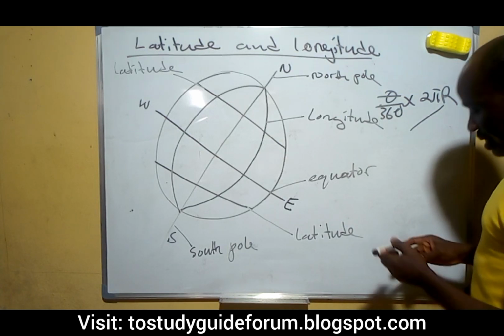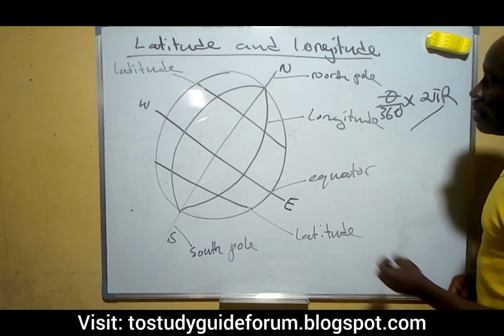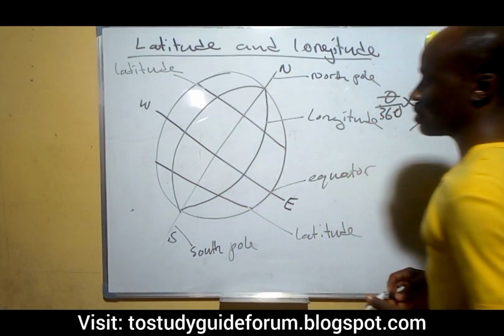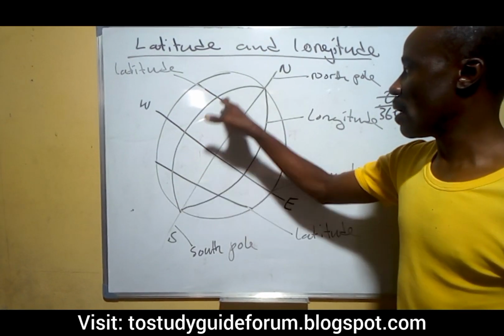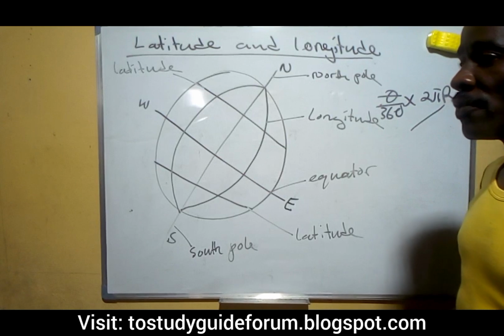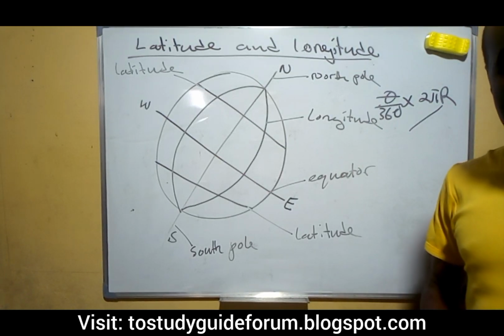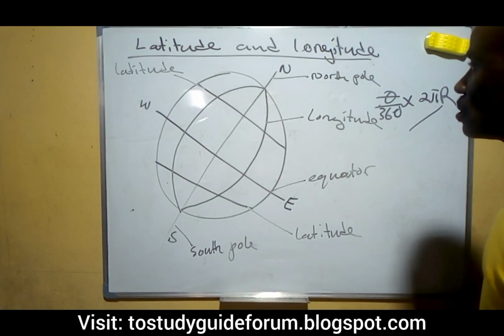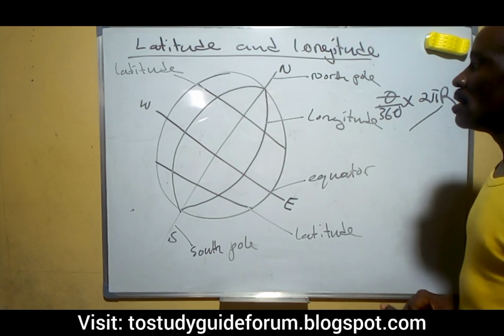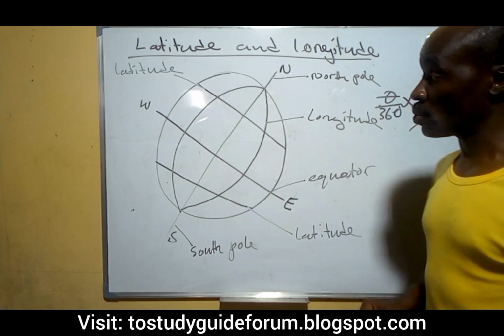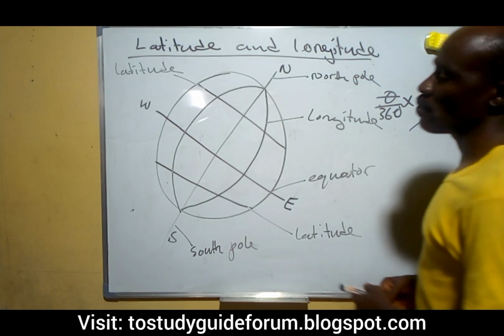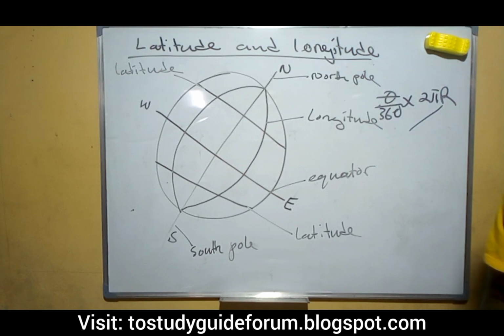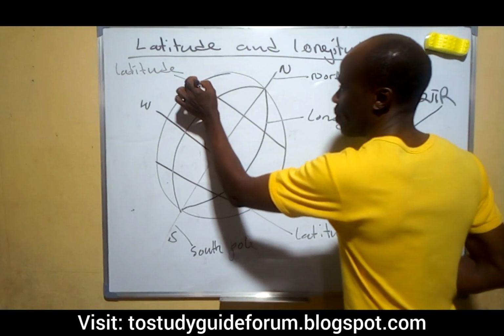But unlike that, when we come to the latitude, the latitudes you see here form what we call the parallels of latitude. They are parallel to each other, and their radius tends to be different from the radius of the Earth. In that case, you have to find their radius in your calculation of anything that falls around this zone.